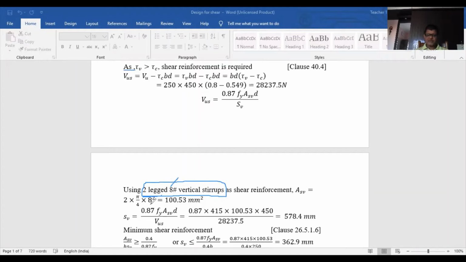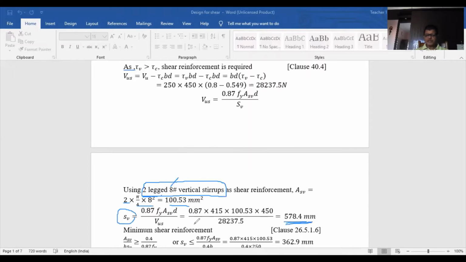So for one leg the area is pi by 4 into phi squared. Two-legged means multiply by 2, four-legged means multiply by 4, six-legged means multiply by 6, eight-legged means multiply by 8. So this is the value of Asv. Now from all the data you find the value of spacing. Putting all values, spacing comes out 578.4.